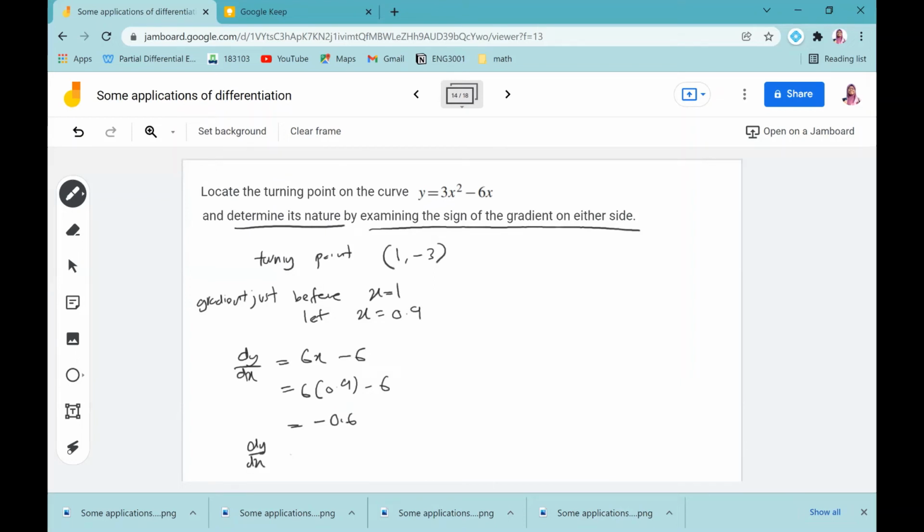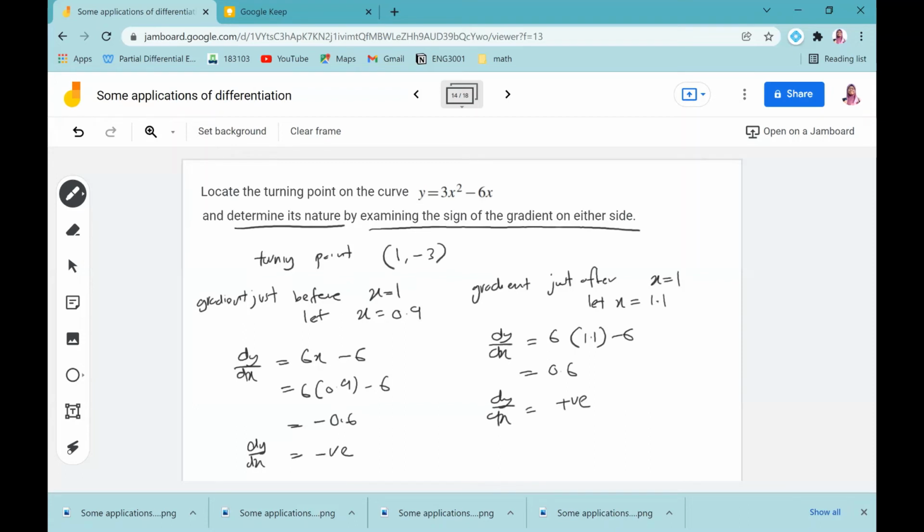Now we determine the gradient just after the turning point. So x is 1, so let x be 1.1. So dy/dx is 6 times 1.1 minus 6. So we will have 0.6, so it is positive. So dy/dx after the turning point is positive.